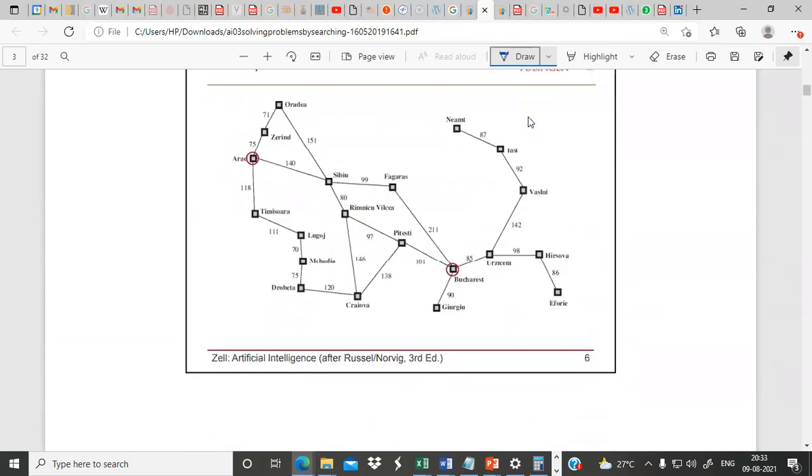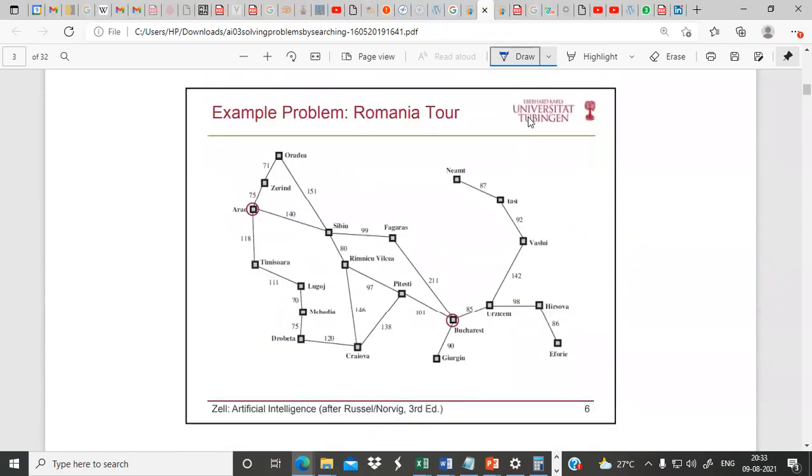Now let us discuss one. So we'll be discussing this particular problem in detail. We'll be using this chart or graph for several lectures.